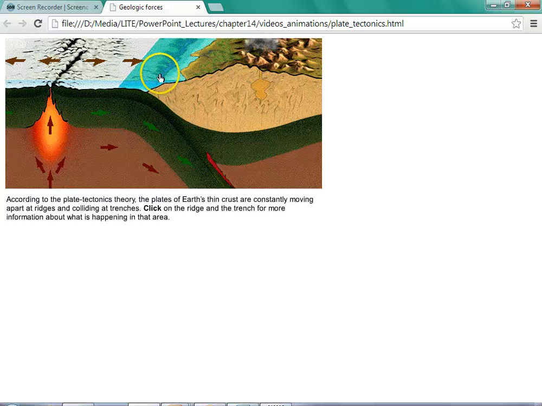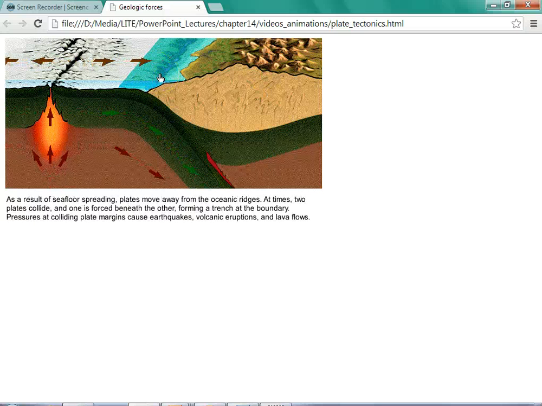Trench? As a result of seafloor spreading, plates move away from the oceanic ridges. At times, two plates collide and one plate is forced under the other, forming a trench at the boundary. Pressures at colliding plate margins cause earthquakes, volcanic eruptions.